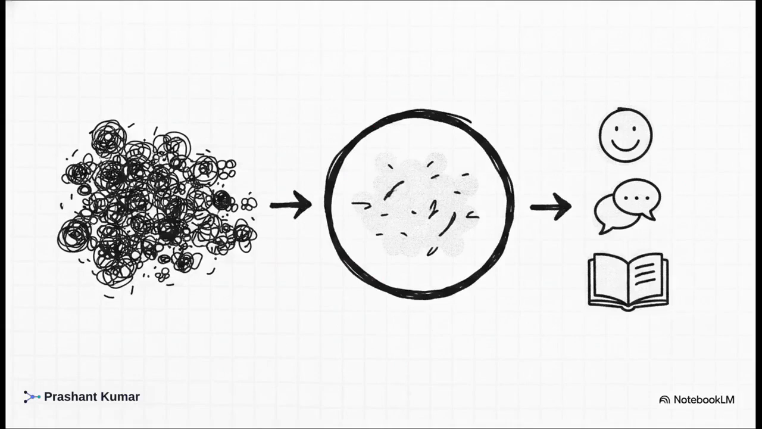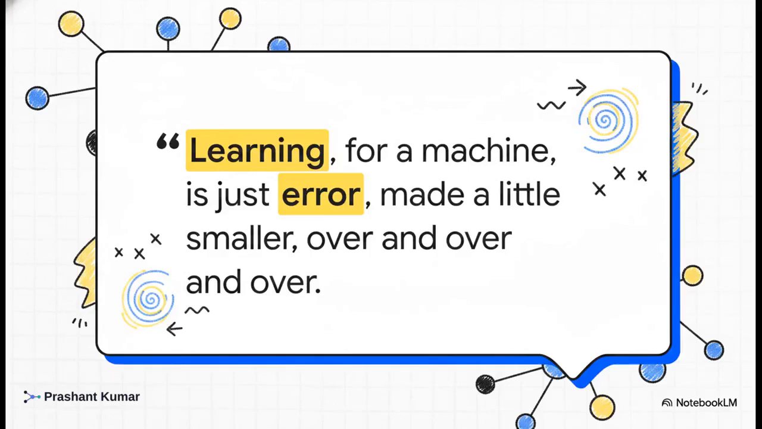But if you run that humble loop long enough, suddenly a massive pile of random numbers gradually organizes itself to recognize faces, translate languages, or even hold a totally fluid conversation with you. It's wild. It leaves us with this incredibly powerful thought to end on today. Learning for a machine is just error made a little smaller over and over and over.